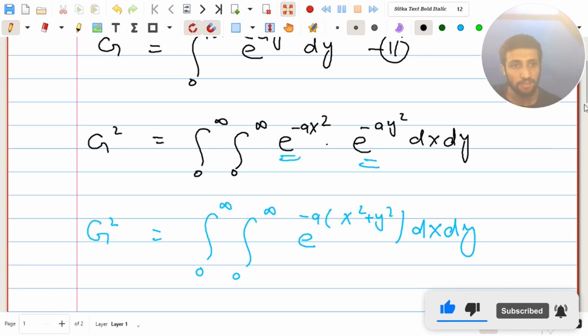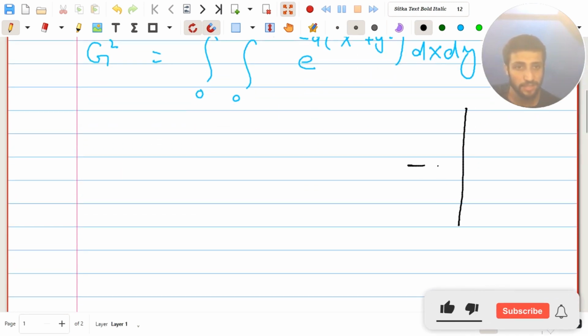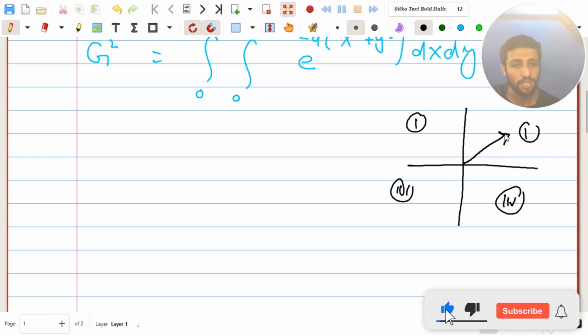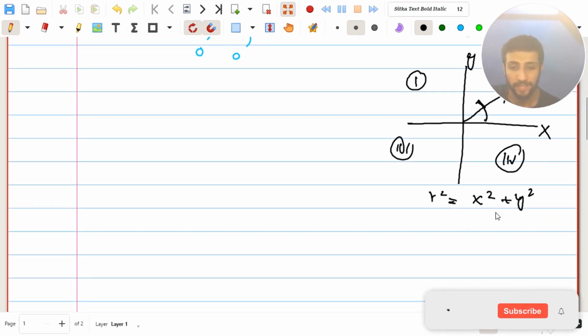So now you can see that we have a Cartesian coordinate system. This is my x over 0 to infinity, and this is y over 0 to infinity. If I take an r and this is a theta, if my r varies from 0 to infinity, by Pythagoras theorem I can say that r square is equal to x square plus y square. This is my base square, this is my perpendicular square, and this is my hypotenuse square. So this is simply the Pythagoras theorem.